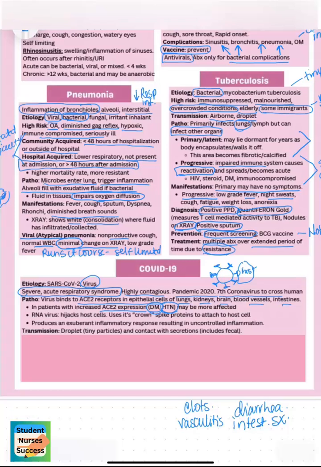COVID-19 is an RNA virus. It hijacks the host cells. It uses its little crown spikes to attach to the host cells, like I drew the picture here.